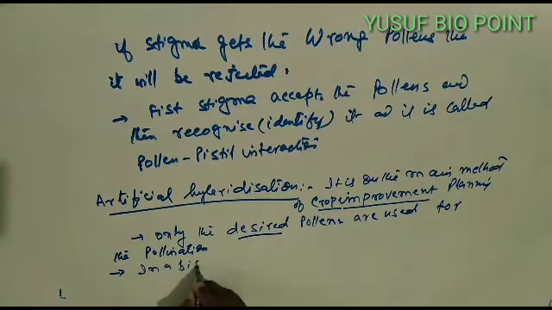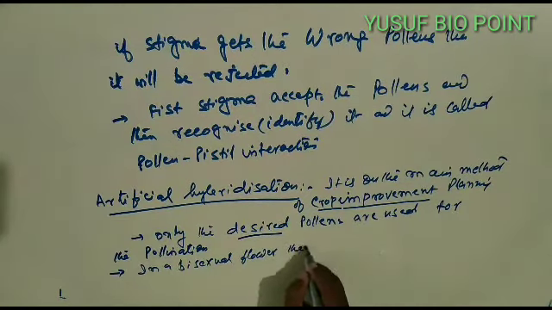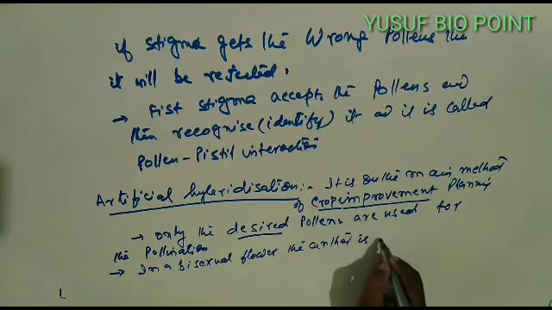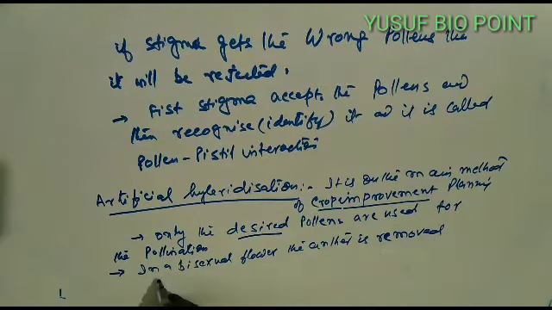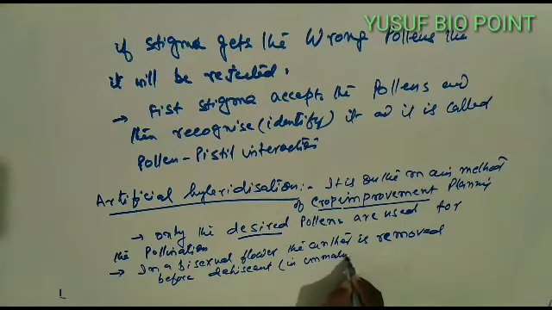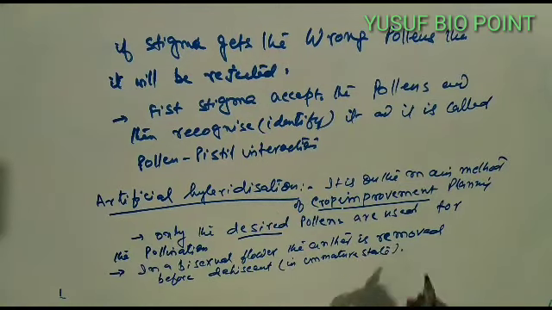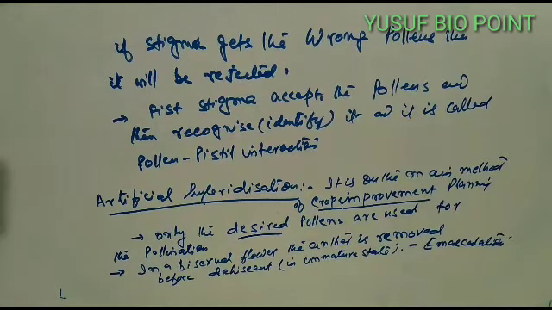In a bisexual flower, the anther is removed before dehiscence, that is, in the immature state, and that is called emasculation. So emasculation is a process in which the anther is removed before dehiscence, means in the immature state it is removed away.